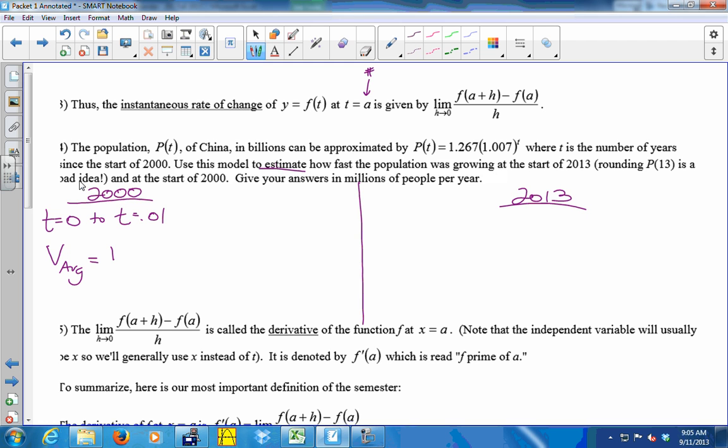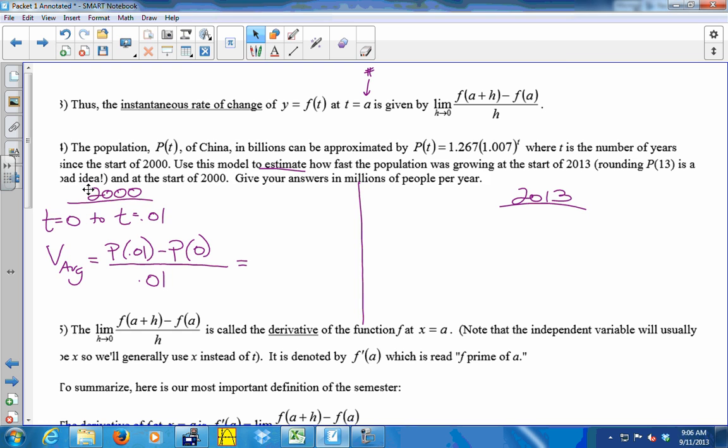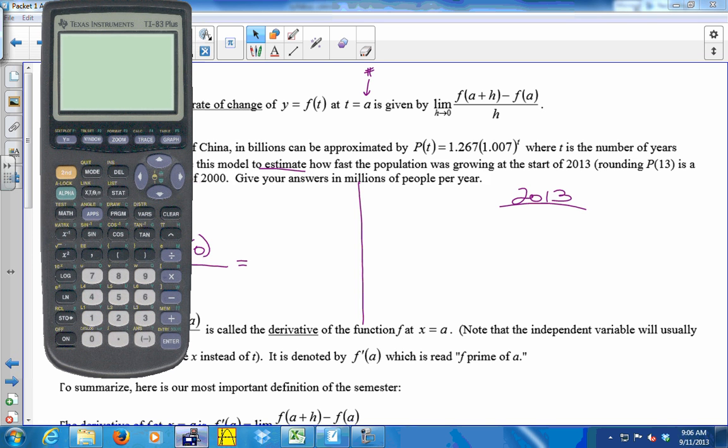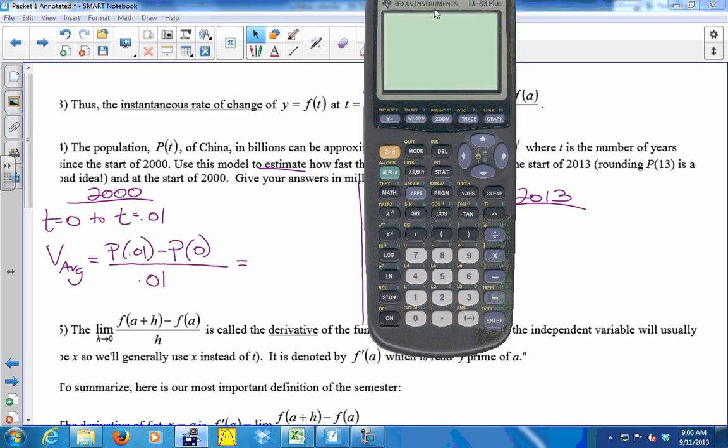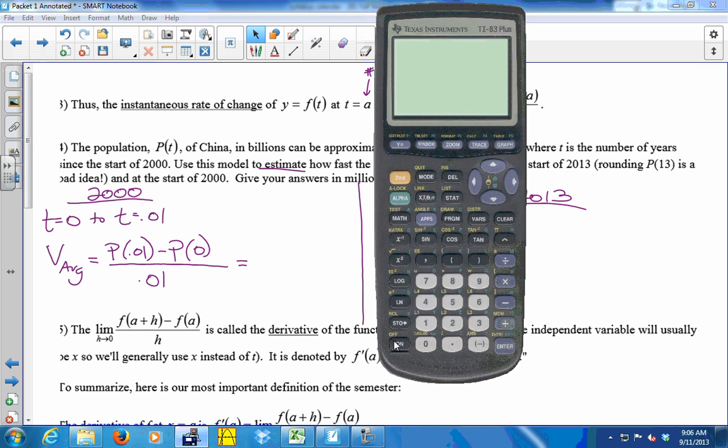And I'm going to do P of 0.01 minus P of 0 over my time interval, which is just 0.01 of a year, 100th of a year. And now I'm going to take this opportunity to show you some fancy calculator stuff that you may or may not have already seen. It's just going to save us some calculation time and writing things down time and maybe some rounding error.